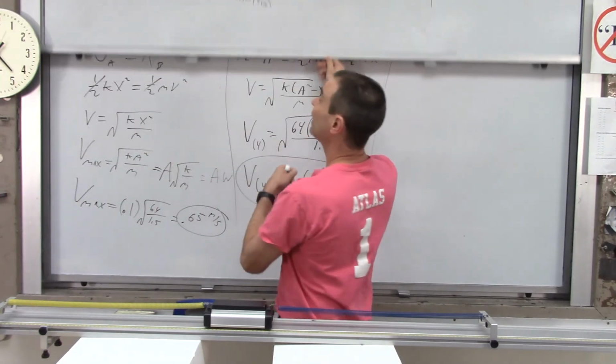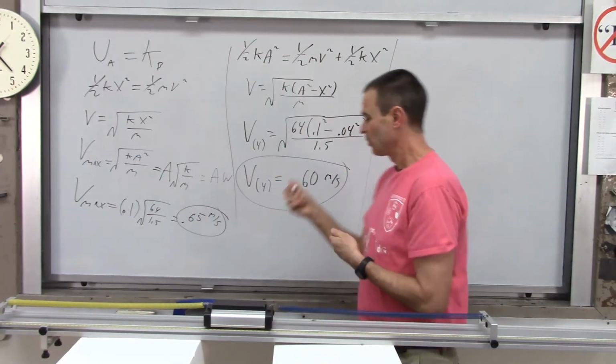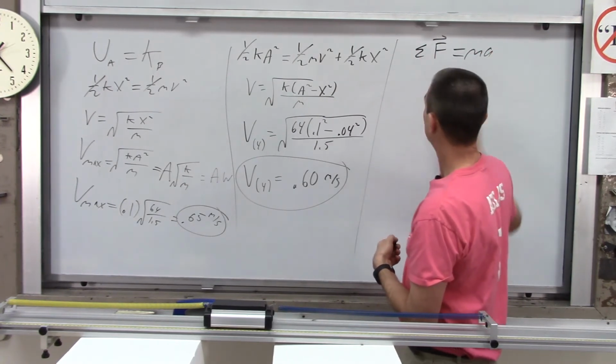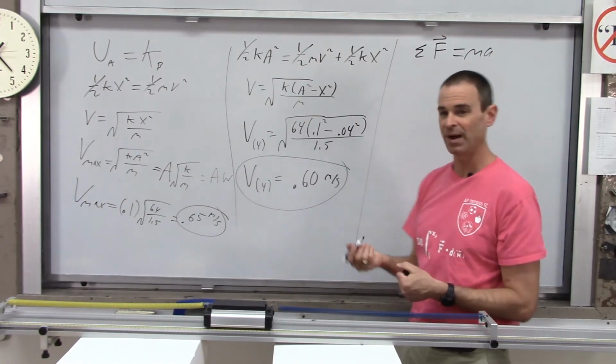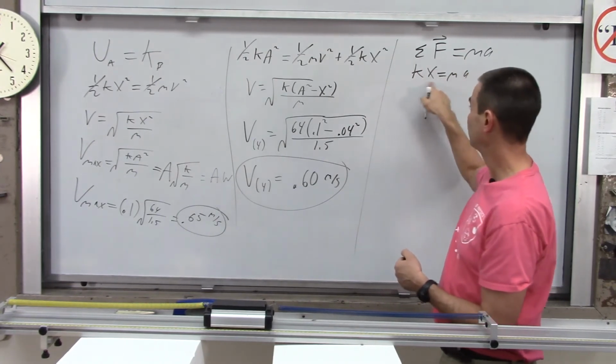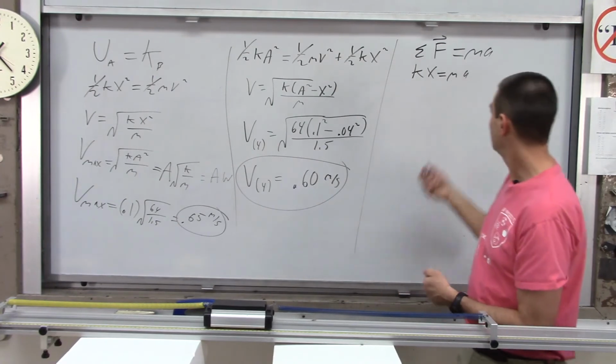Now to calculate that, that's actually very easy. We're going to use net force equals ma. All right, well, what's your force? What's the force created by a spring? Well, that's kx equals ma. So that's the force of a spring, kx. And you solve for a.